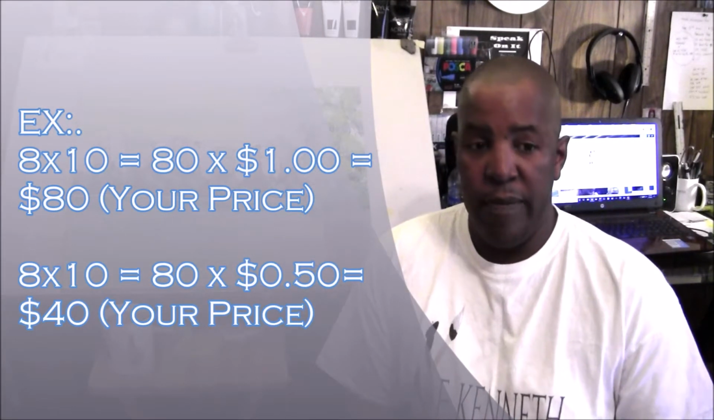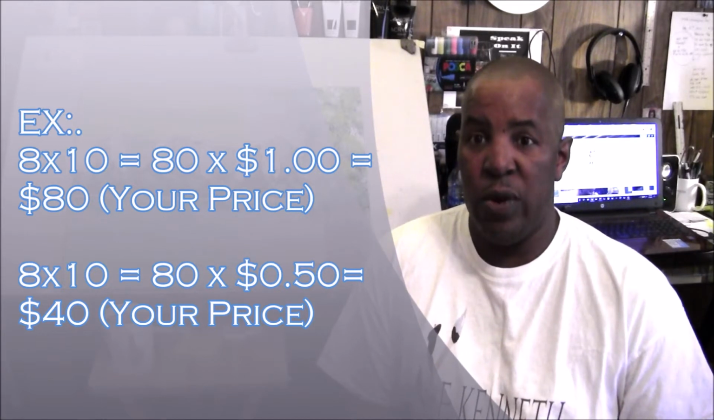So let's start simple. 8x10. 8 times 10 is 80. So if we take that 80, and like me personally, I charge $1 a square inch on most things. Some of my pieces are like $1.25, whatever. So 8 times 10 is 80 times 1.00. That's going to be $80, right?